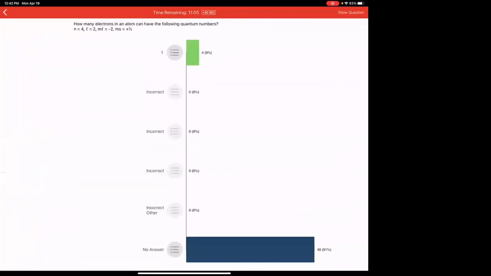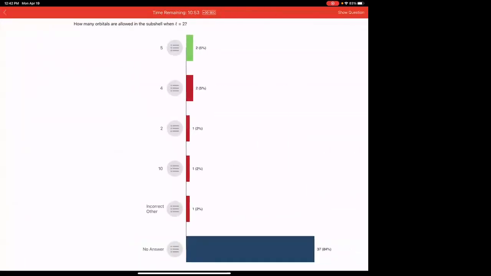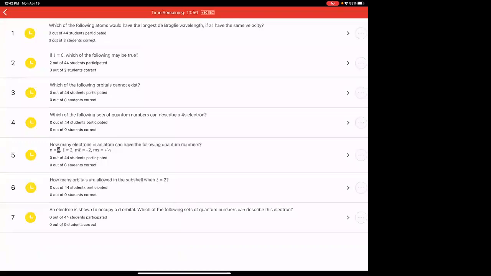See how you guys are doing here. All right, so it looks like some of you guys are struggling with D. It says how many orbitals are allowed in the subshell when L equals 2. When we say subshell, we're talking about a type of orbital here. So if L equals 2, what kind of orbital am I talking about? What type of orbital is an L equal 2?